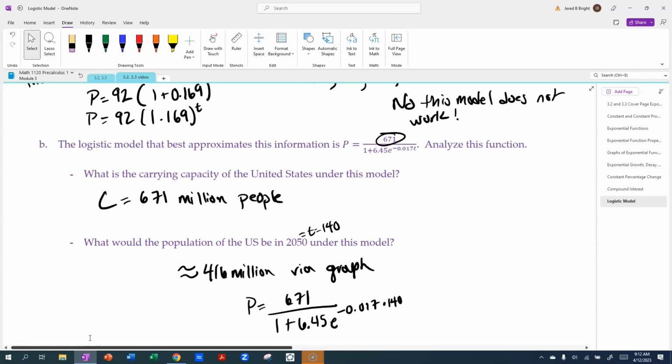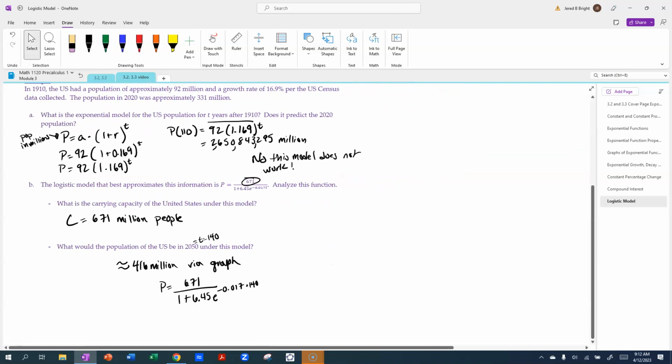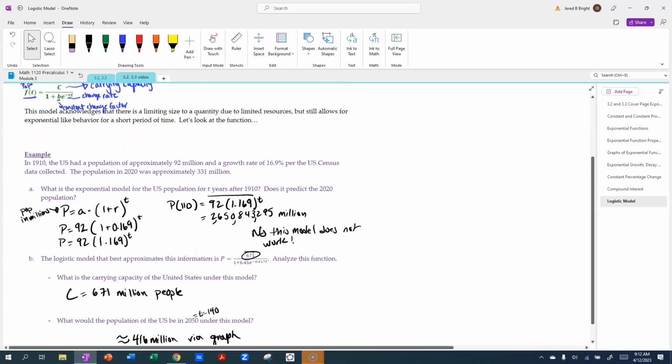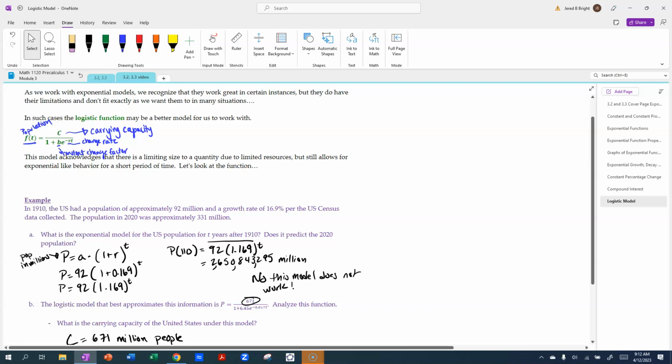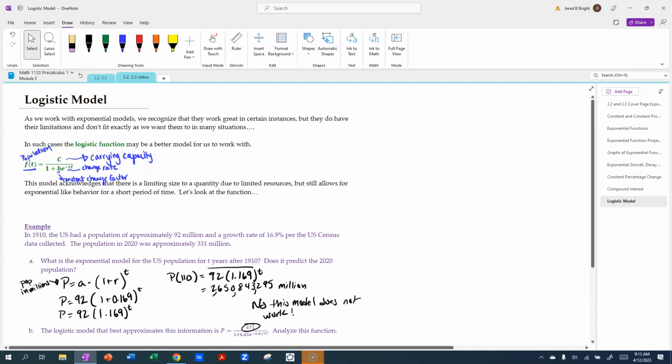Okay, and yeah, so in the case where you want to exhibit some exponential growth behavior, but you also want to acknowledge that there are limited resources to support that situation, a logistic function could be just what you need as compared to an exponential function, which assumes there's plentiful resources. So keep this model in mind in conjunction with the exponential models as you're moving through different contexts.